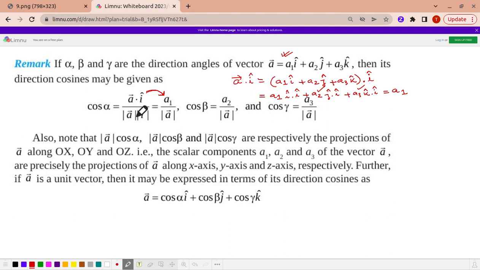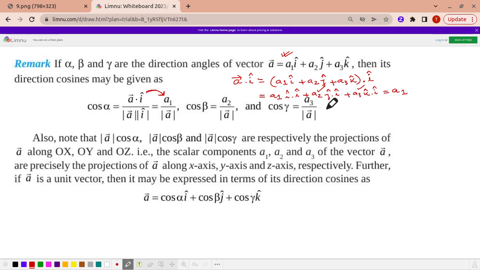And mod of A is equal to mod of A as it is, but mod of i cap is equal to 1. i cap is a unit vector, its magnitude will be 1. So we get cos alpha equal to A1 by mod A. Similarly, cos beta will be equal to A2 by mod A, and cos gamma will be A3 by mod A.